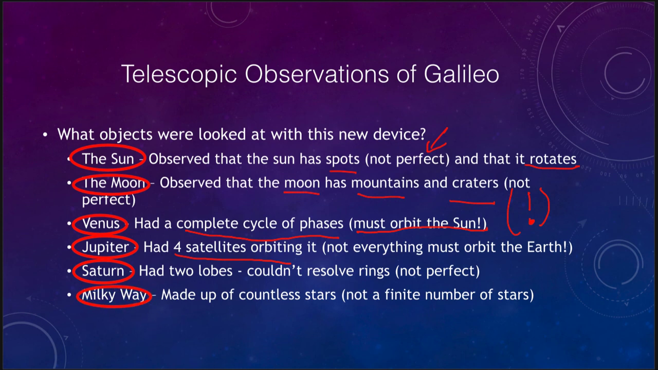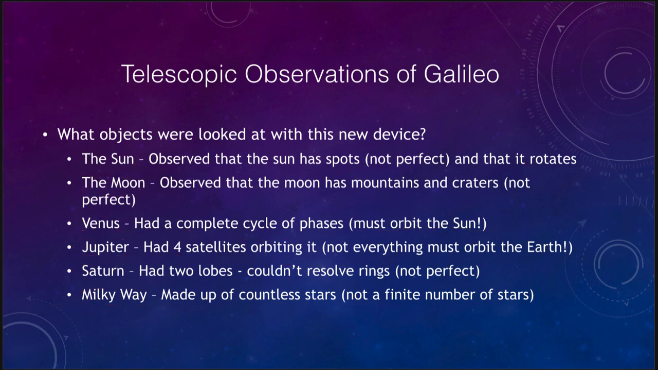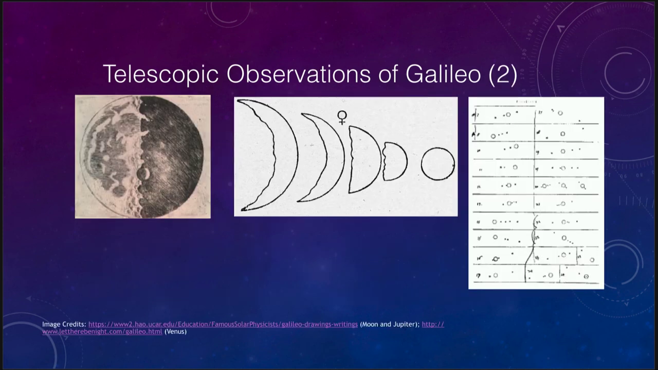There are not a finite number of stars, and the stars are probably a lot further away than we originally thought. So let's look at a couple of Galileo's sketches. These are some examples of what Galileo showed us in terms of the craters in the moon and the features on the surface of the moon.